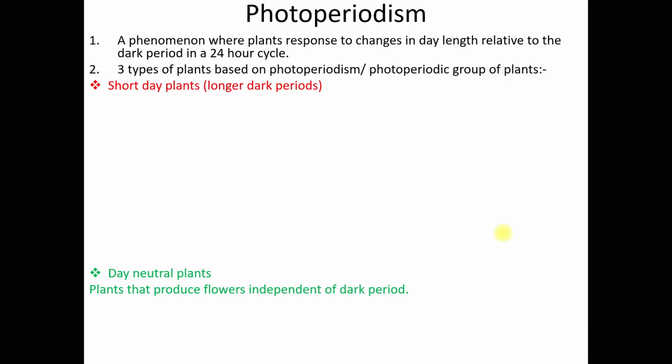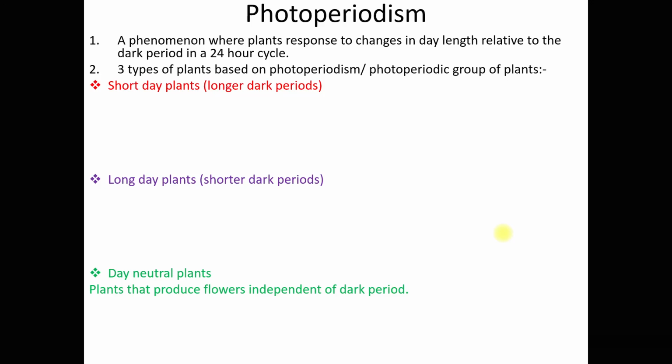And then we have short day plants, and another one is the long day plants. Basically, short day plants need longer dark periods, and long day plants need shorter dark periods for them to flower.